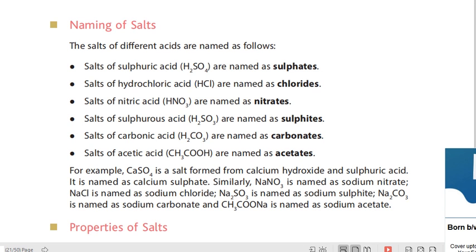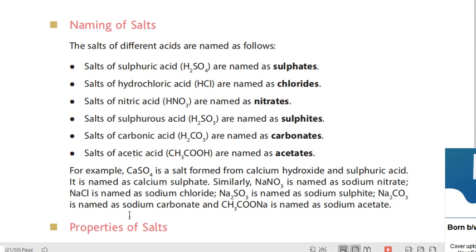Welcome back in today's class. In previous class, we have discussed the neutralization reaction. Now we'll talk about the naming of salt. See how salts are named.